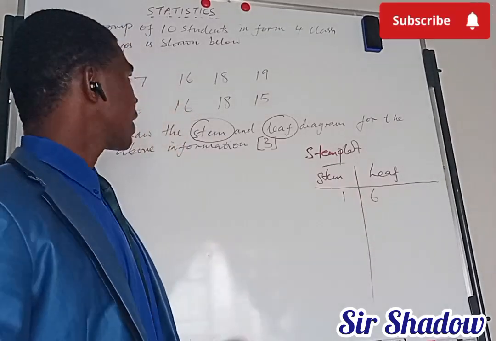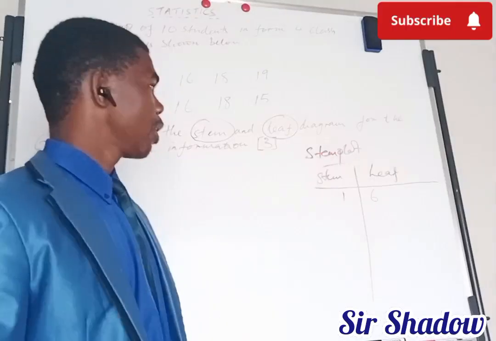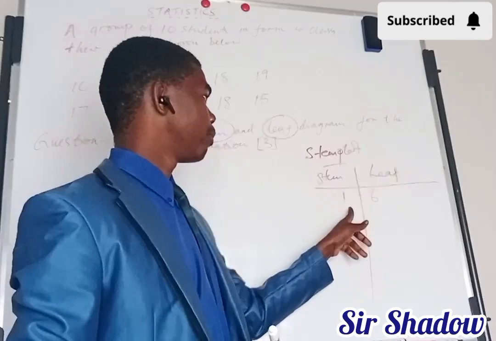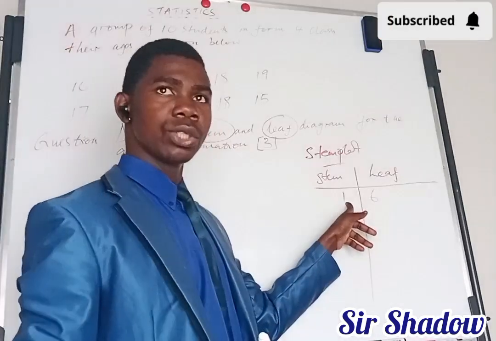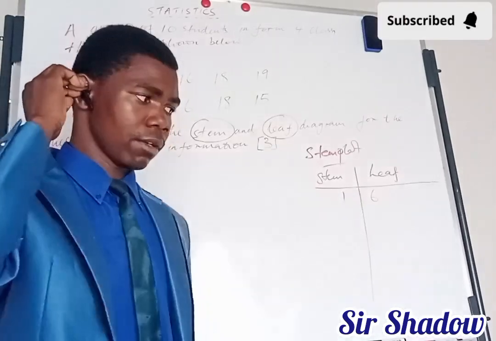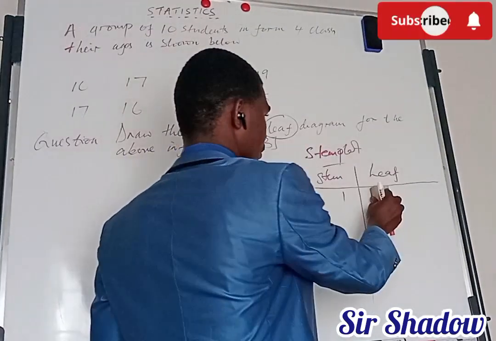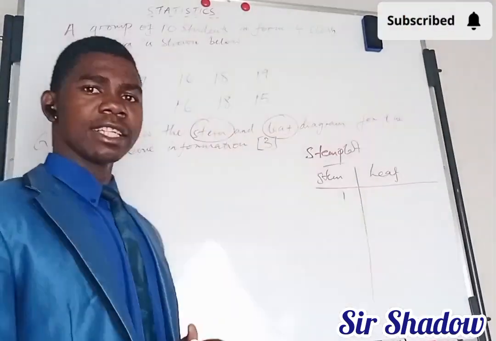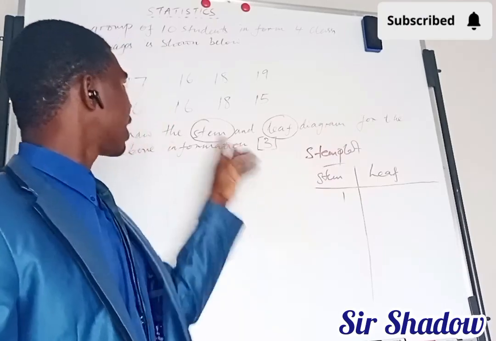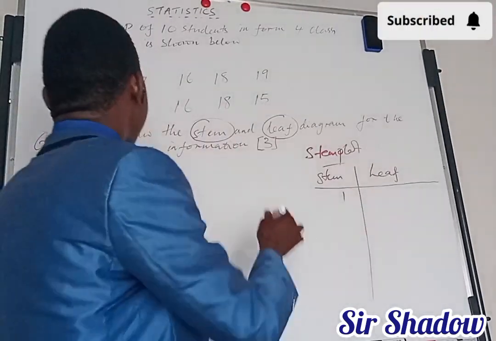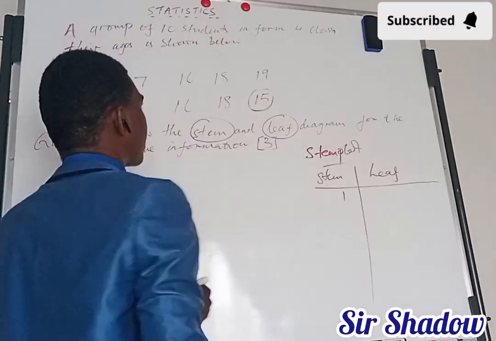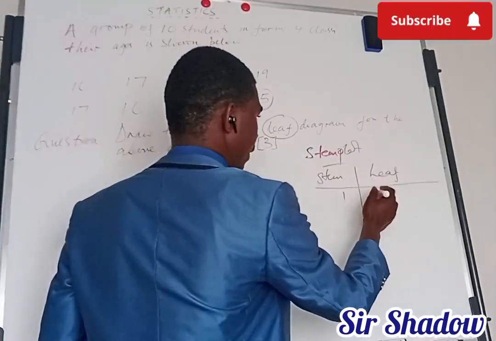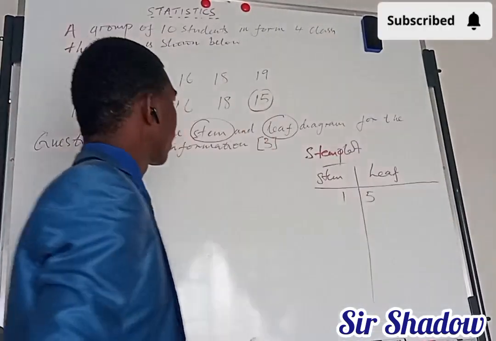So let's now represent our data on the stem and leaf diagram using this key. One digit to the stem and 1 digit to the leaf. So from our given data, let's first indicate the smallest value. Which one is the smallest value here? The smallest age is 15, which means we write 5 here.